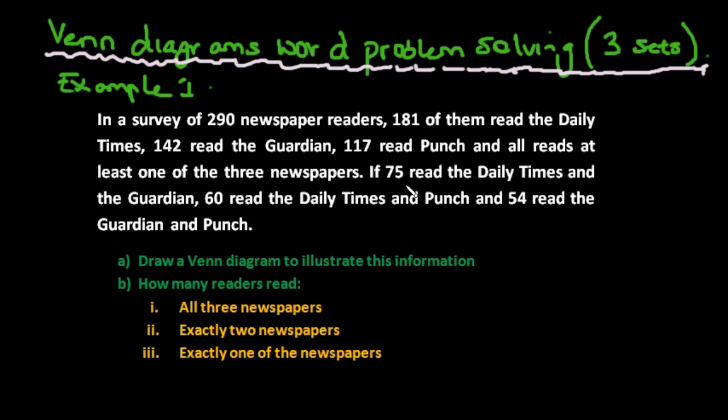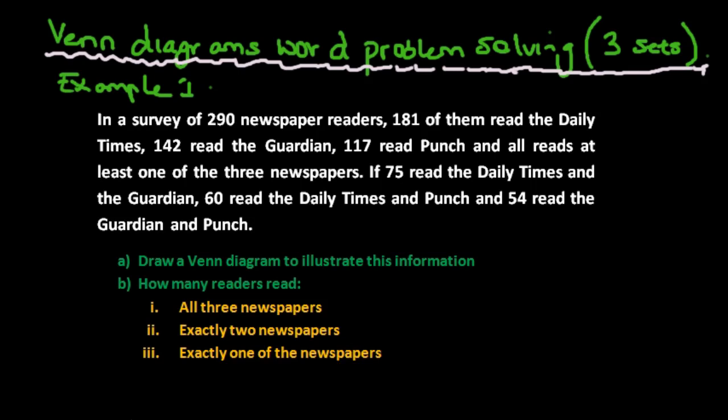So we have, if 75 read the Daily Times and Guardian, and 60 read the Daily Times and Punch, and 54 read the Guardian and the Punch, draw a Venn diagram to illustrate this information. I will advise you, if you want to follow along, to write this question down on paper, because I have mine here, and follow along as we interpret and solve the problem.